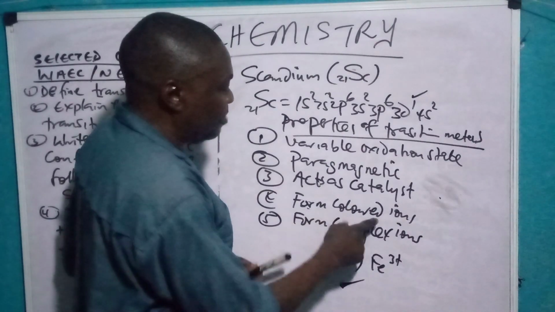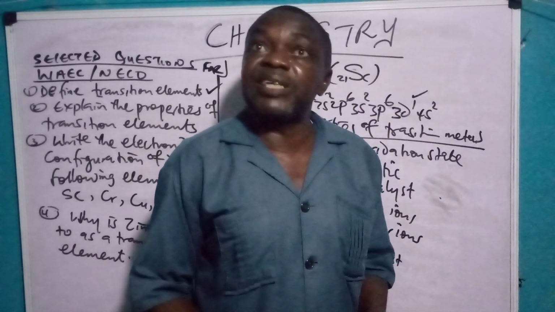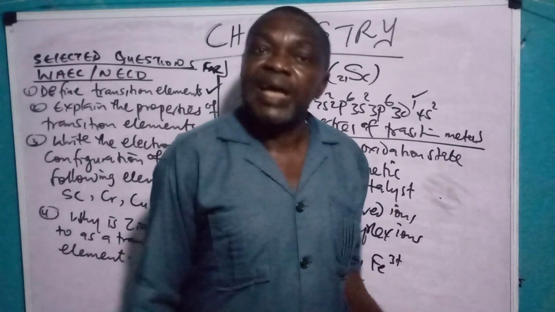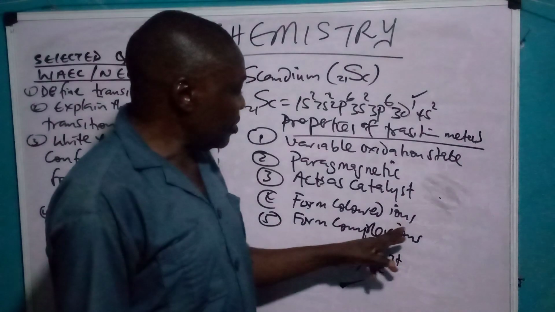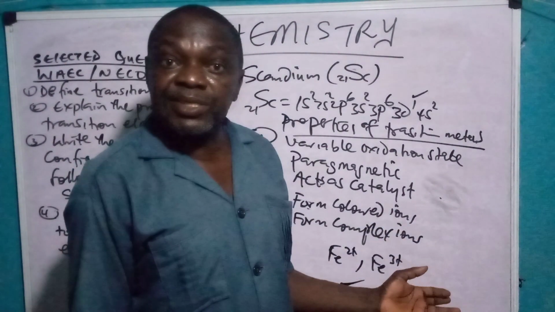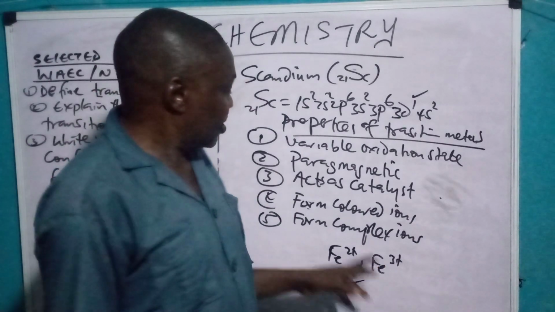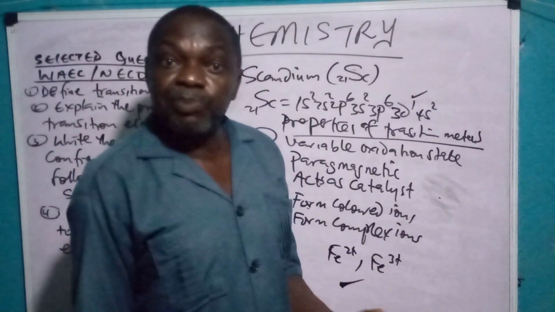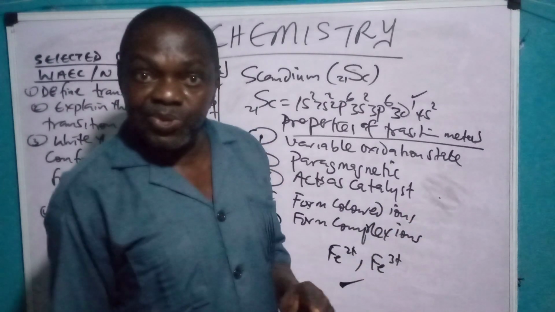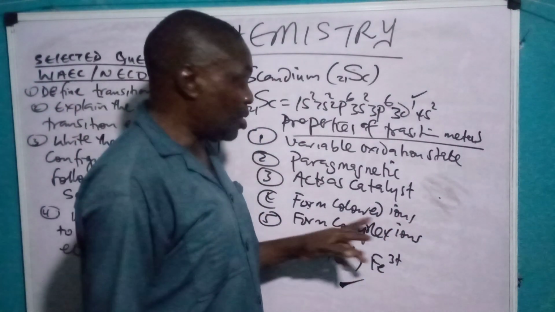Then they form colored ions. Transition metals usually form colored ions. A good example we can take is iron. Iron 2 is green in color, then iron 3 is reddish brown. You see it? That's like rust. So they form colored ions. Copper 2 is blue in color. So that is also a member of the transition metals. Remember, copper 2, I didn't say copper 1, copper 2.